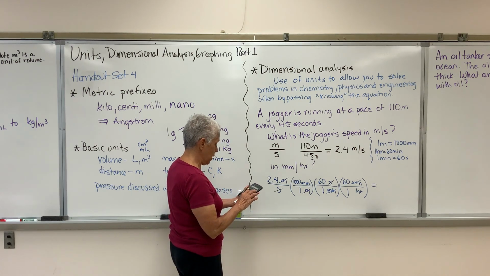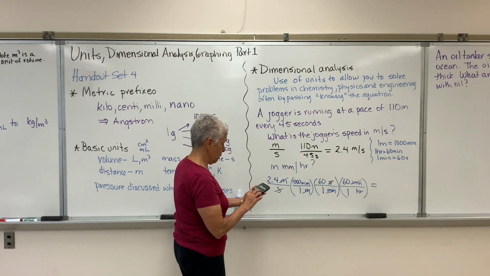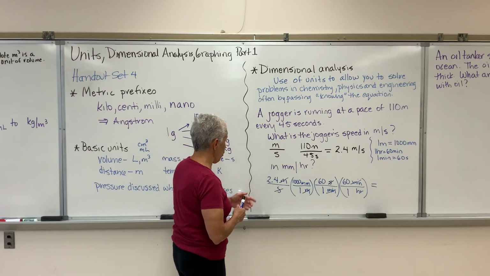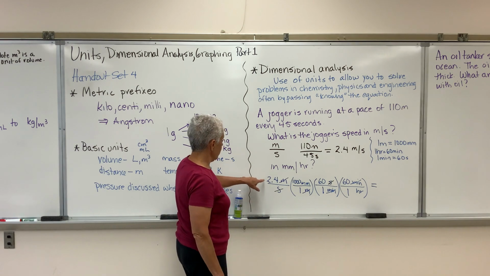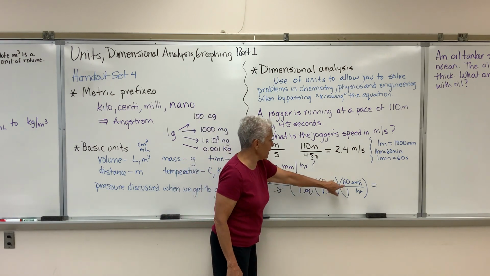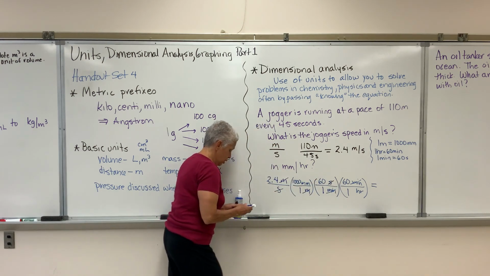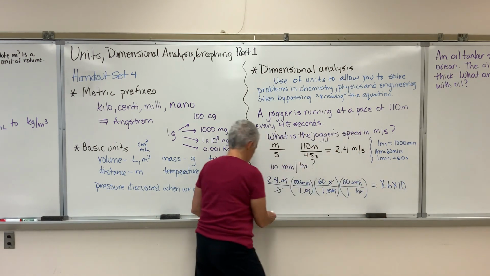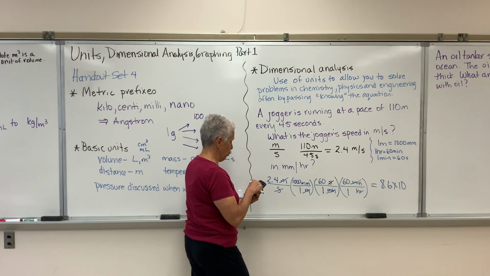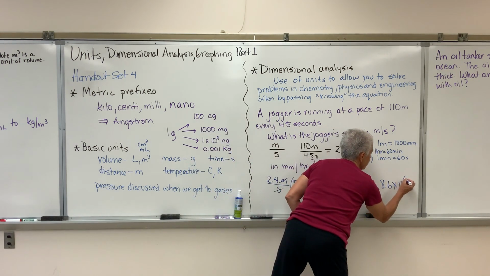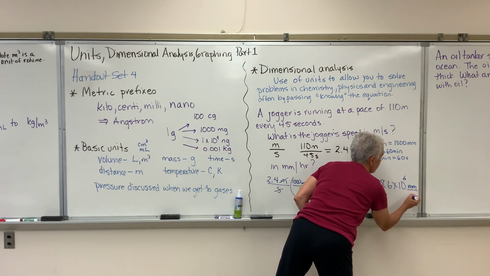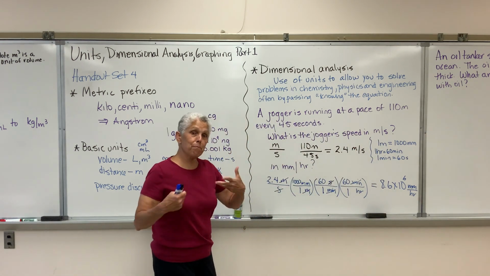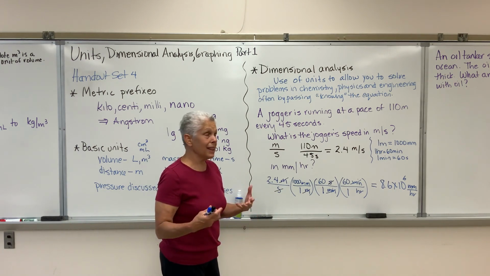So I have 2.4 times 1,000 times 60 times 60. And so I have 8.64 times a power of 10. So I have 2 digits, infinite, infinite, infinite. So my answer gets 2 digits. So I have 8.6 times 10 to the 1, 2, 3, 4, 5, 6 millimeters per hour.